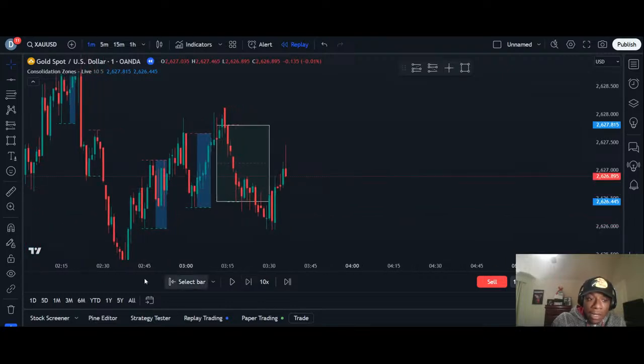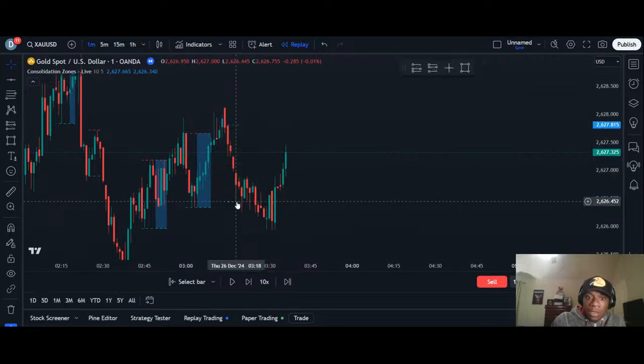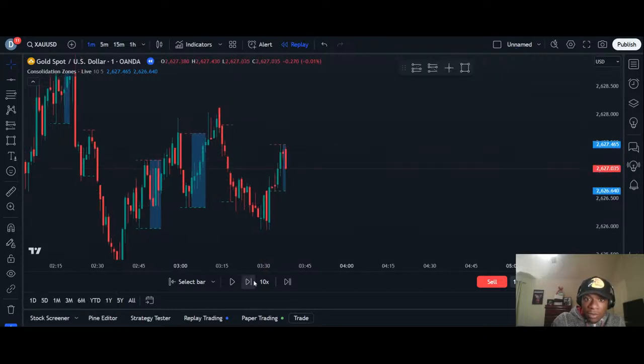Yeah, gold definitely works better. This strategy definitely works better on gold than it does on NASDAQ. That's for sure.